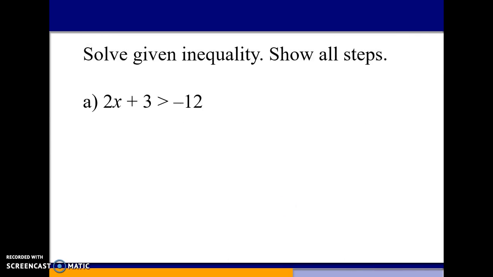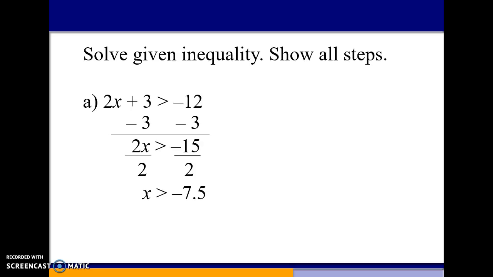Now let's look at two-step inequalities. The same as with equations, we need to undo addition first. We subtract 3 from both sides. We have 2x is greater than negative 15. We undo multiplication by dividing by 2, and we have x is greater than negative 7.5.